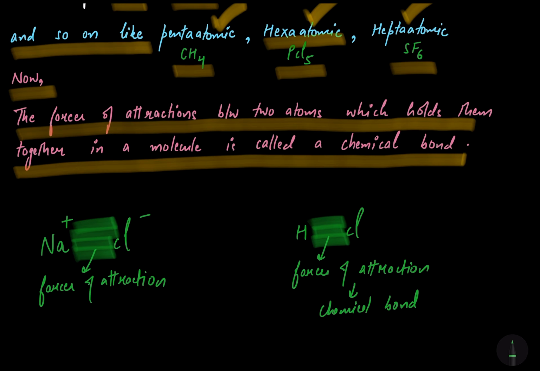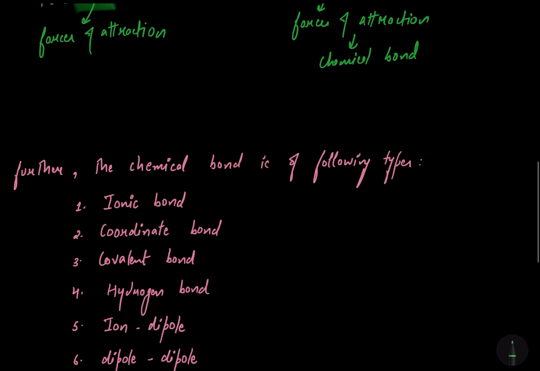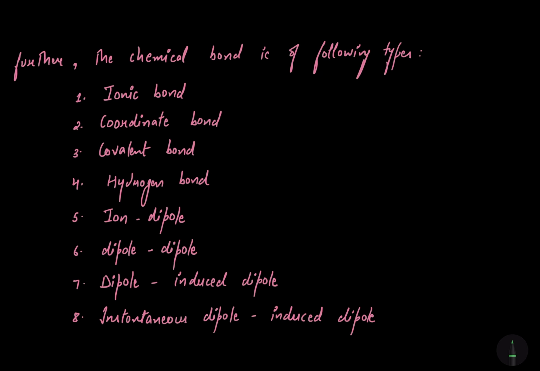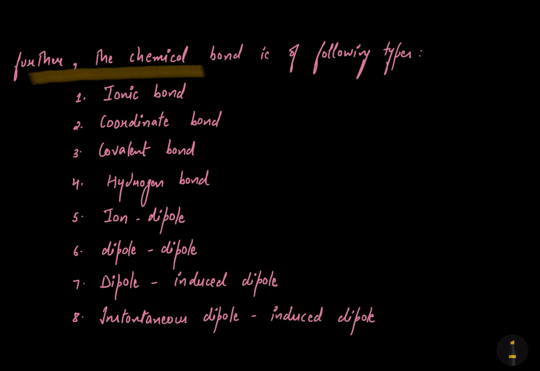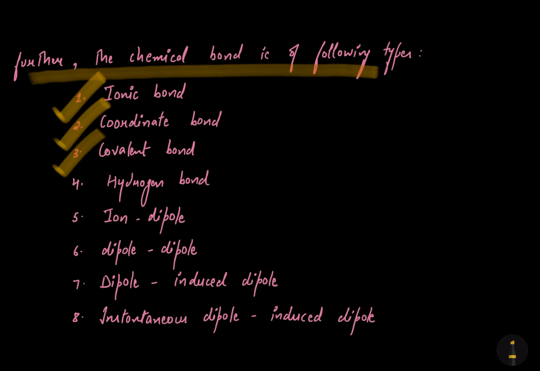Now we are having many types of chemical bond. Let me give you an introduction about the types of chemical bond. Further, the chemical bond is of the following types. The first one is ionic bond, the second is coordinate bond, the third is covalent bond, the fourth is hydrogen bond, the fifth is ion-dipole interactions, the sixth one is dipole-dipole interactions, the seventh one is dipole-induced dipole interaction, and the eighth one is instantaneous dipole-induced dipole interactions, which we are going to discuss in detail in the further lectures.